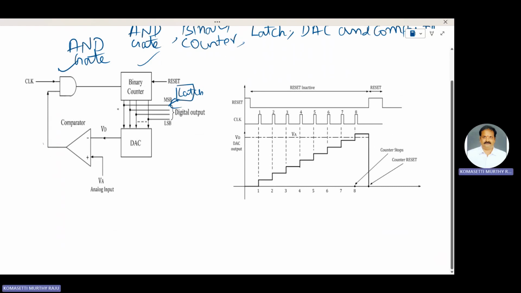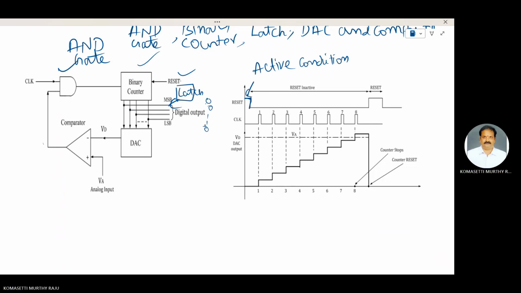The counter is here. This is the binary counter. The counter is reset to 0 count by the reset pulse. This is the reset pulse. When the reset pulse is high, that means active condition, the binary counter is reset to 0, that means all are zeros.